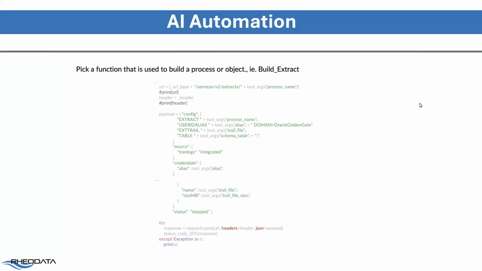So you're telling the API basically, hey, the config stanza is my parameter file. The source stanza is where I'm reading data from. The credentials is how I'm logging into the database. The name and size MB is the size of the information I need for my trail file. And the last thing is the status, saying, do I want it stopped or running, and so forth. So this is a very simple thing to do, but when we want the AI to do it, the AI cannot run this script. So how do I make that run?